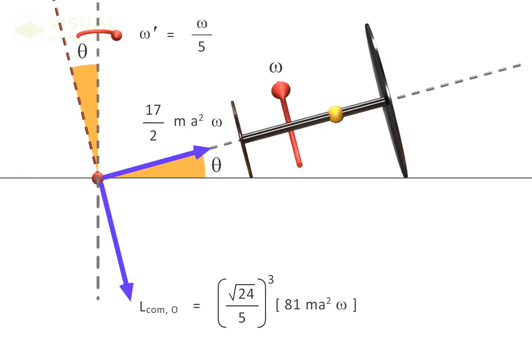Now, to find the z component of the angular momentum of the entire system with respect to point O, we can find the z component of each of these vectors, and then add them.